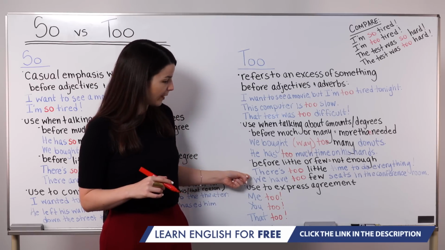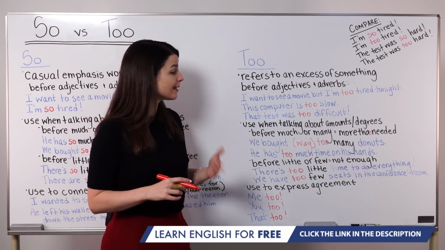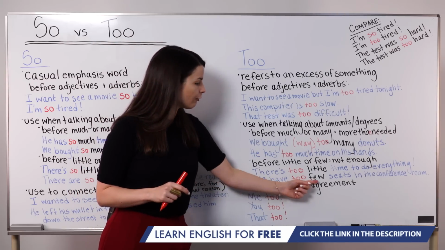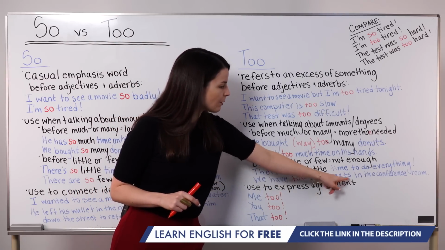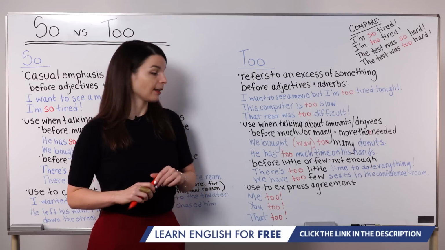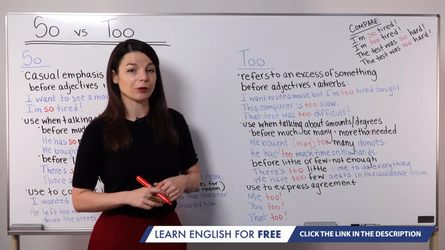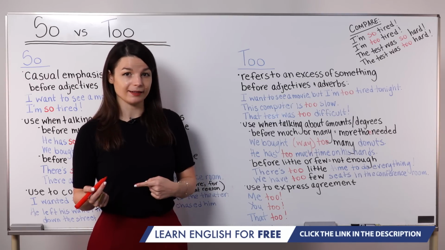With our countable noun, we have too few seats in the conference room. Too few seats. Here, few is used with our countable noun, seats, in this case. Too few. So there are not enough seats in the conference room is another way to say this sentence.